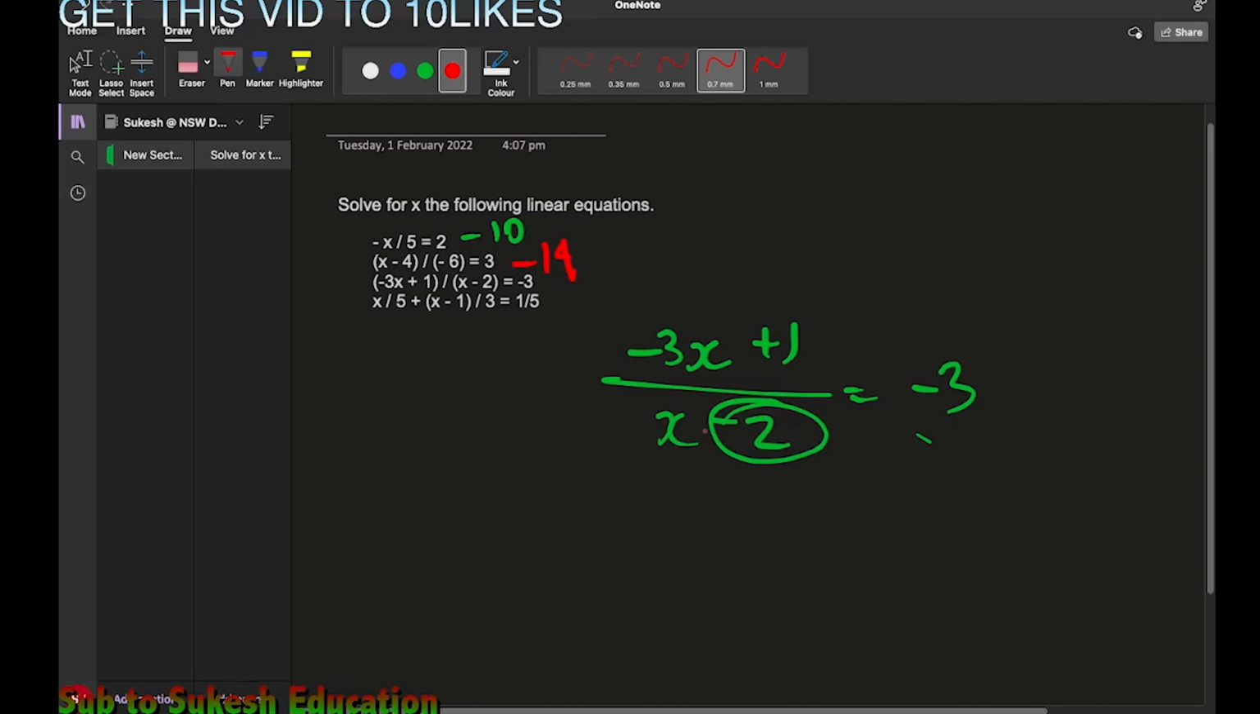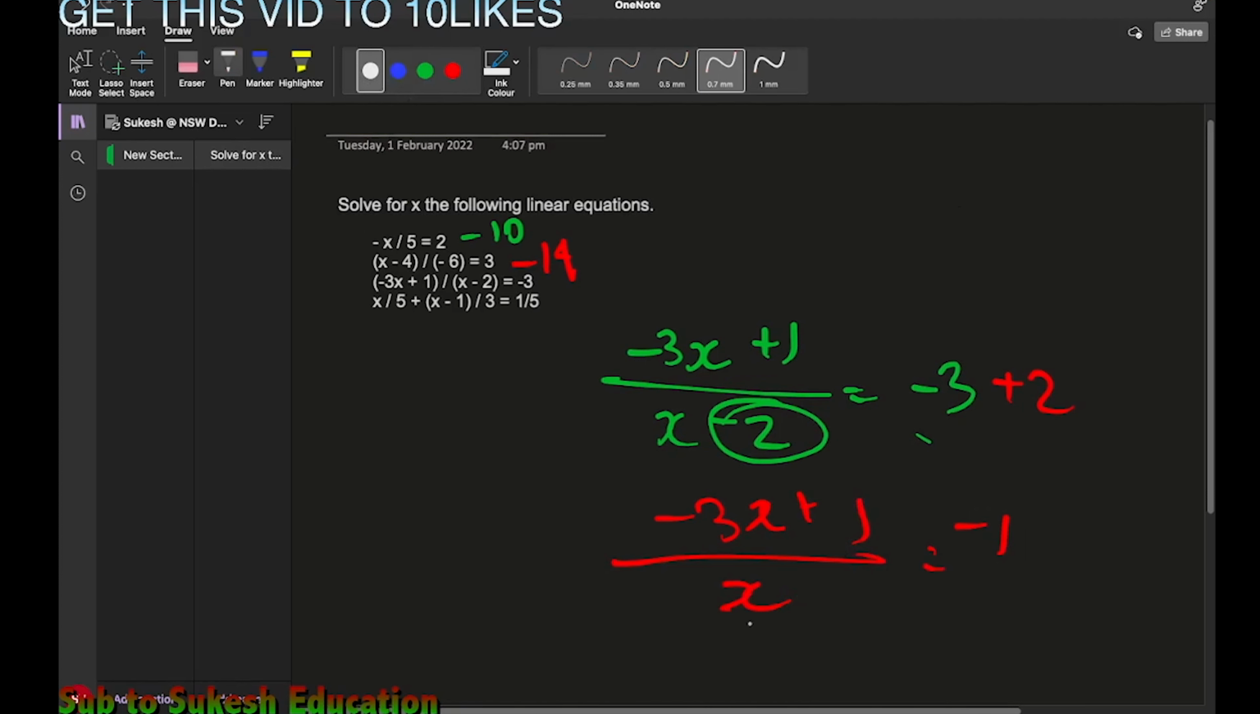This is a trick question because it's x times minus 2. They could have made it minus 2x, but that's not the case. It's x and then it's minus 2, right? You can take it to the other side. It's a plus 2. So now it's negative 1. So minus 3x plus 1 over x is equal to negative 1.